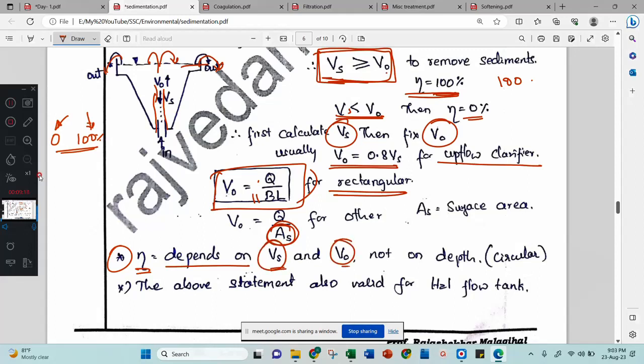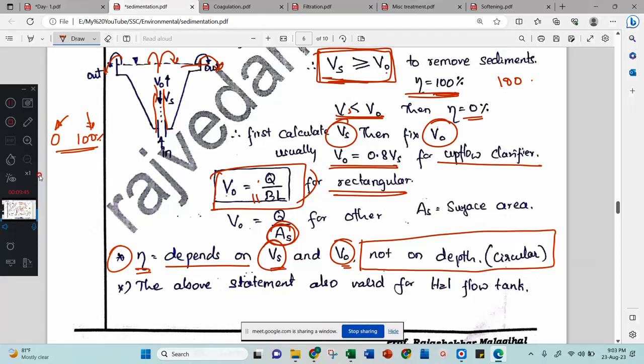Efficiency is depending on Vs and V naught. This is ultimate. For this one, a very interesting and very good explanation is given in SK Garg. About one or two pages of explanation are given to prove that the efficiency of the tank is not depending on the depth of the tank. That is proved here. In SK Garg you can find it.